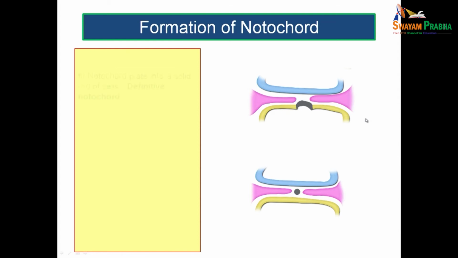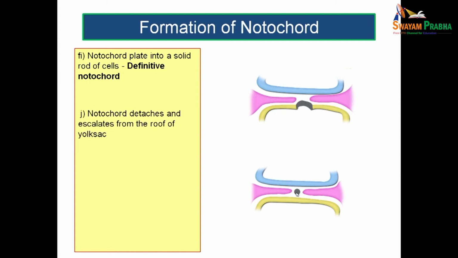So, what happens? The notochordal plate will ascend upwards and form a tube, known as the definitive notochord, and the definitive notochord will be a solid rod of cells. The notochordal cells will now detach from the endoderm and will lie in the midline in the intraembryonic mesoderm. So, it is ascending from the endoderm, that is the roof of the yolk sac above, and it lies in the midline in the intraembryonic mesoderm.